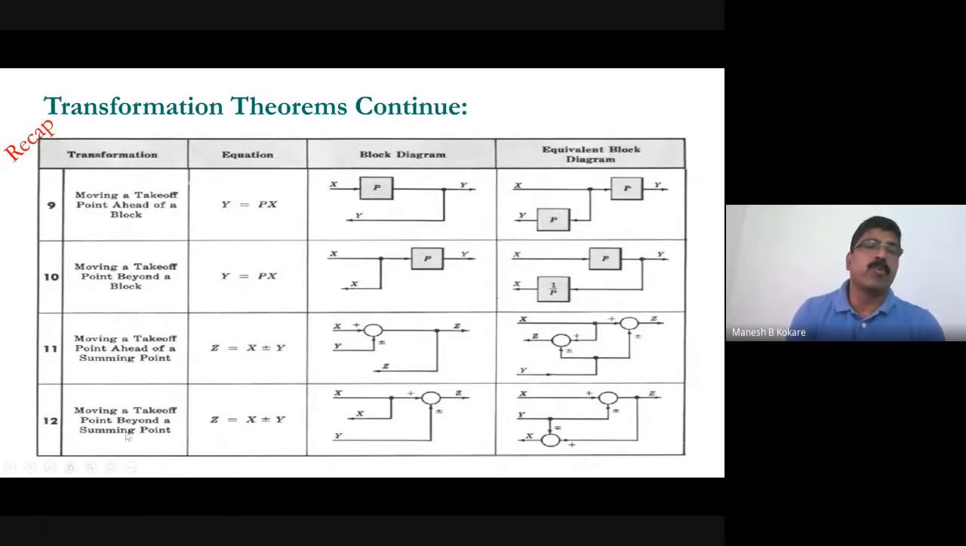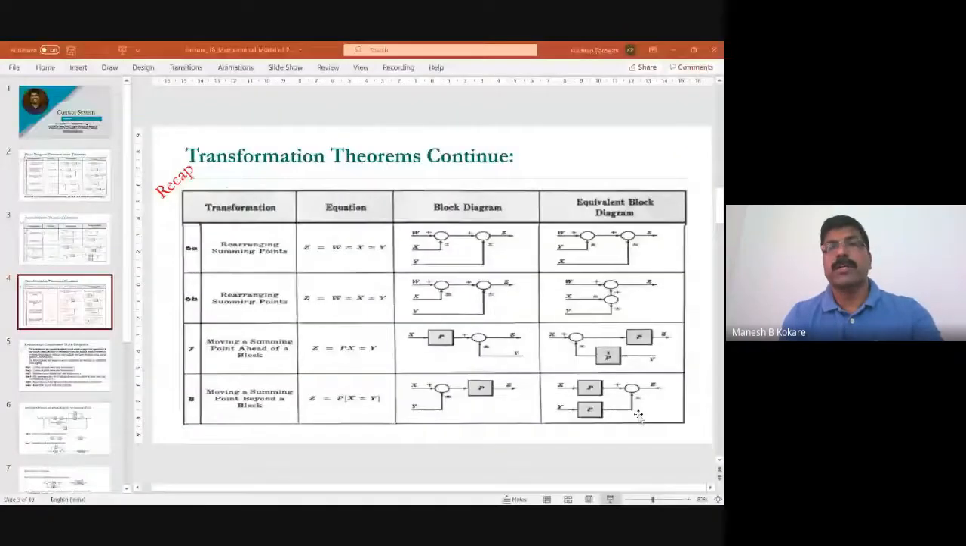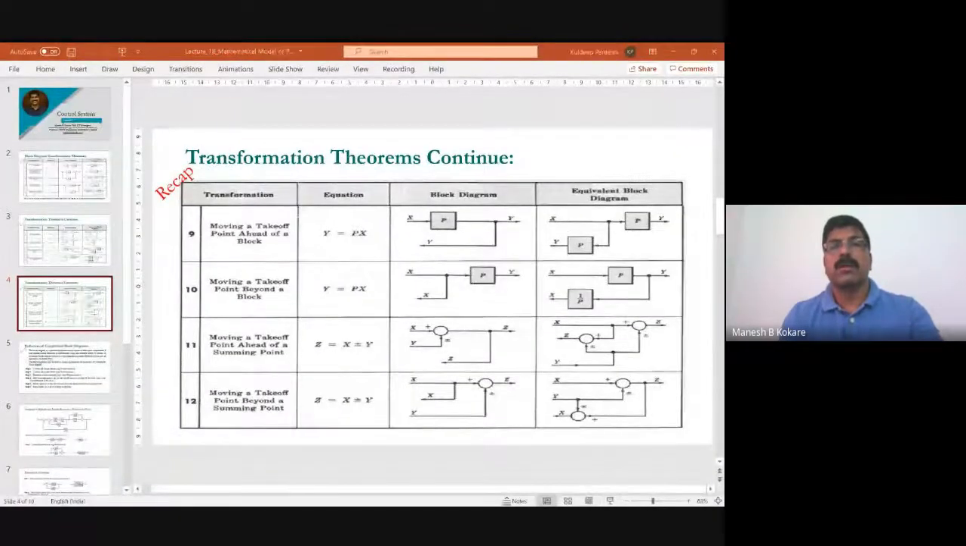Similarly, moving a takeoff point beyond the summing point. For example, you'd like to move this one here. Again, you have to make the arrangement such that it will be at this one.